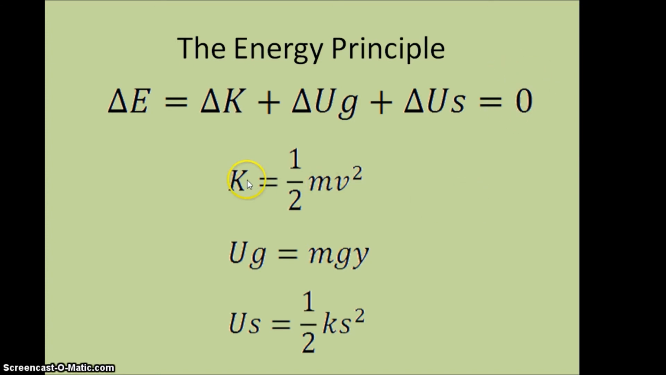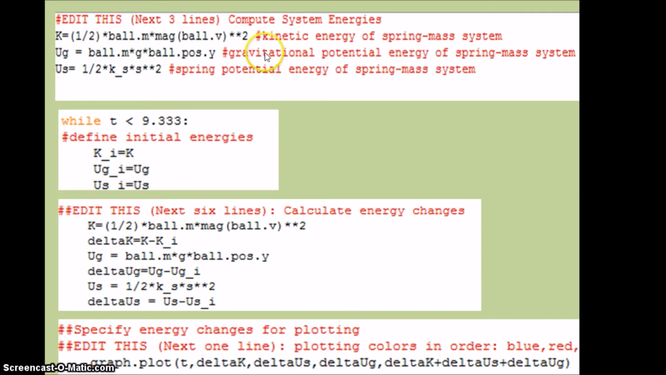After defining the kinetic energy, the potential energy due to gravity, and the spring potential energy, we are ready to put the energy principle into our code. Here we define each type of energy, and here we define the initial energies. And finally, the change in energy, just as we discussed on the previous slide.